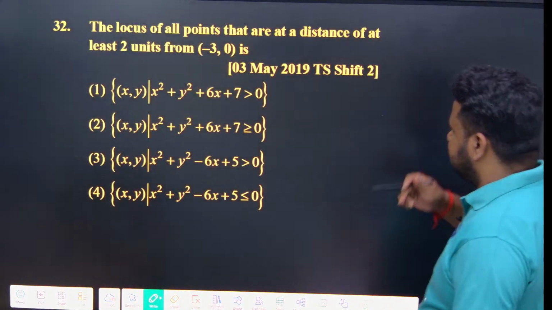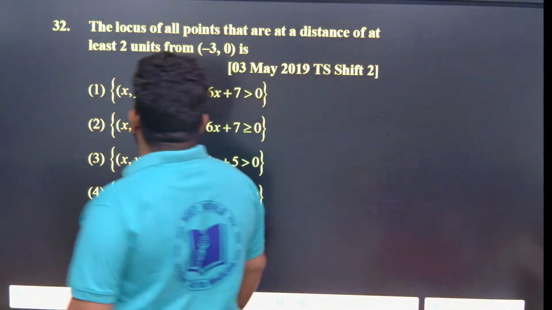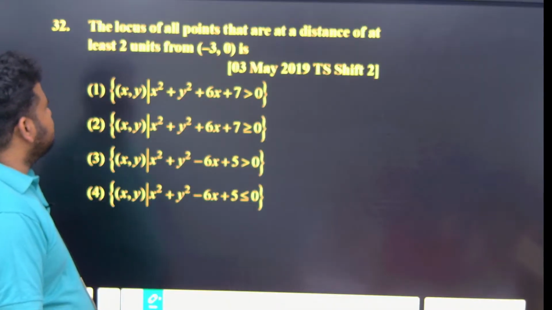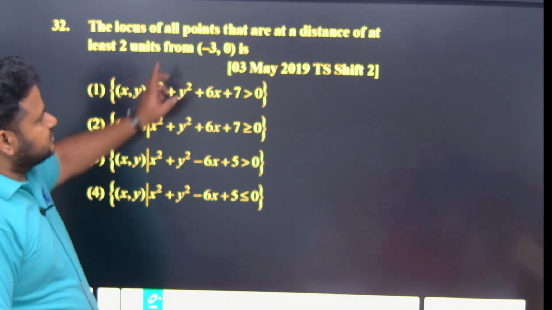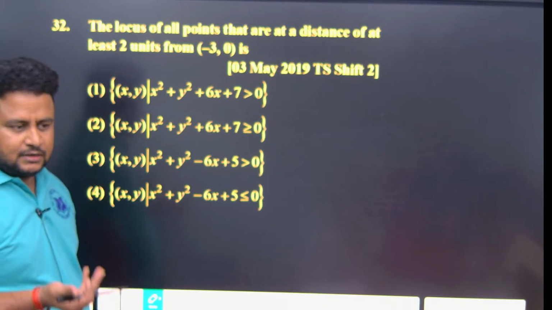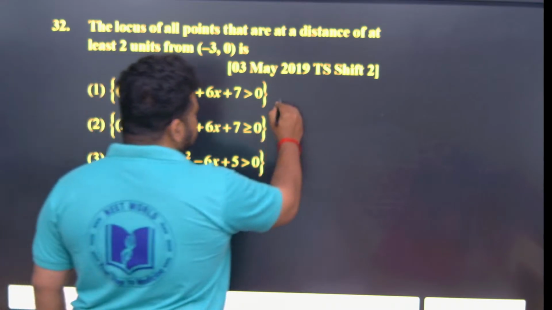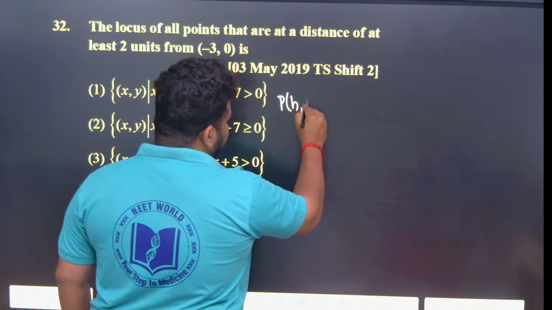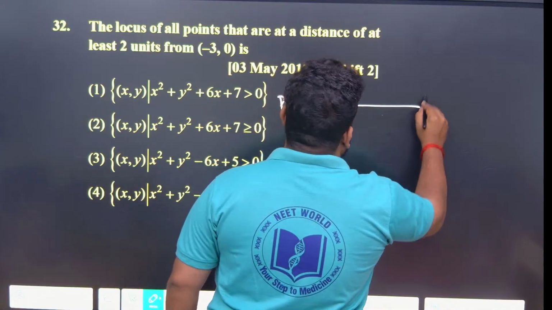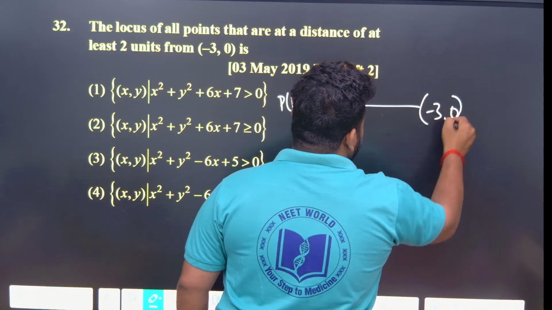Okay, so see here. The locus of all the points that are at a distance of at least 2 units from (minus 3, 0). The locus of all the points. Let us take one point, let us take that as P(h, k). This is at a distance from (minus 3, 0). Let this be some point.